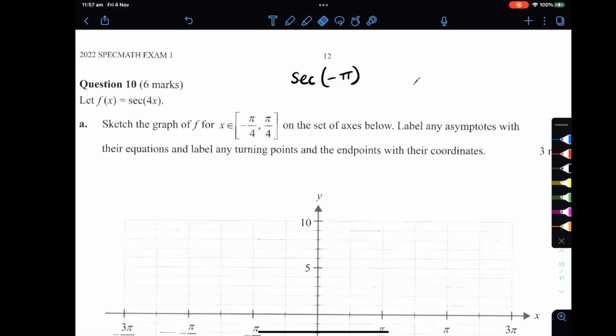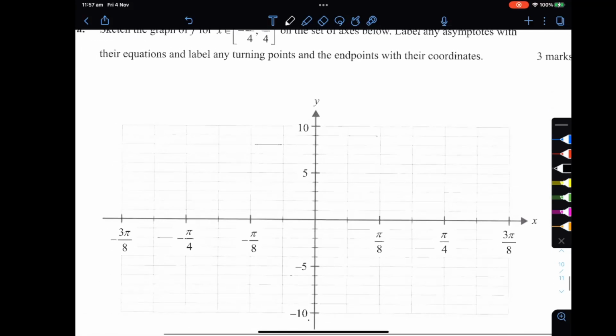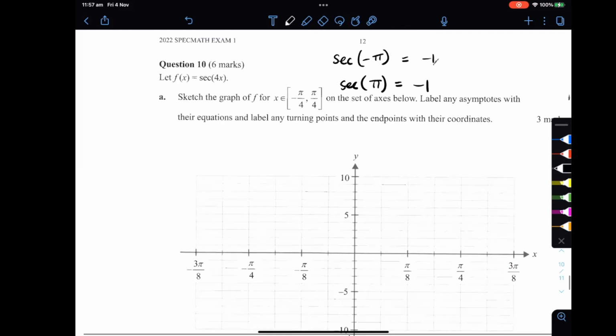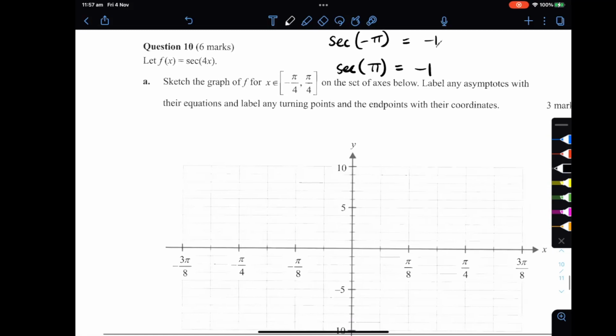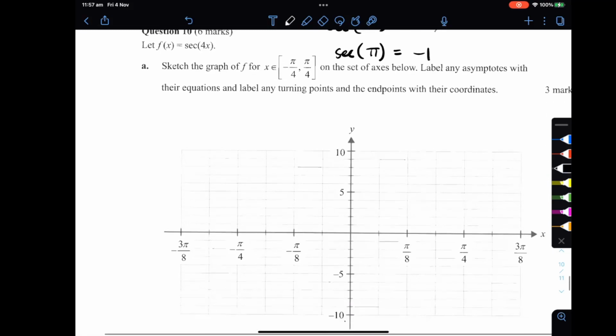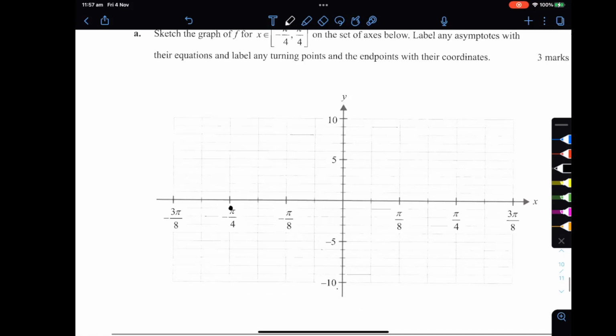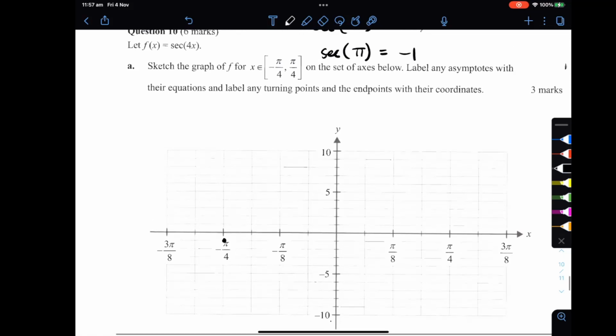Secant is 1 on cos, and this is not allowed. No, sorry. This is okay. Secant of negative pi is 1 on cos of negative pi, which is negative 1, and secant of pi is also negative 1. So that's okay. Maybe we want to label in the endpoints here. So at negative pi on 4, it's negative 1. And at pi on 4, it's also negative 1, like that.